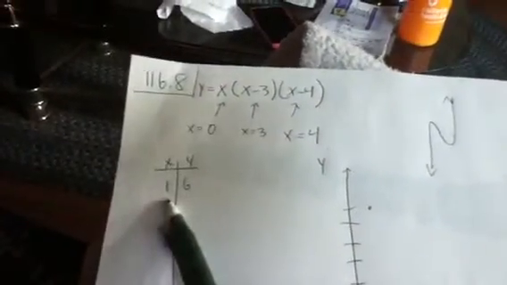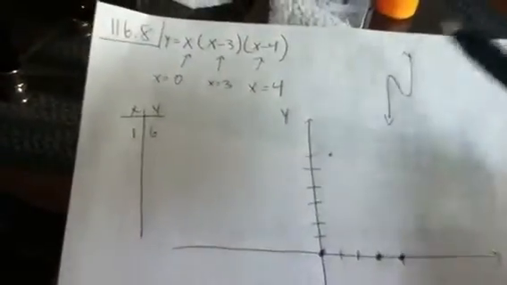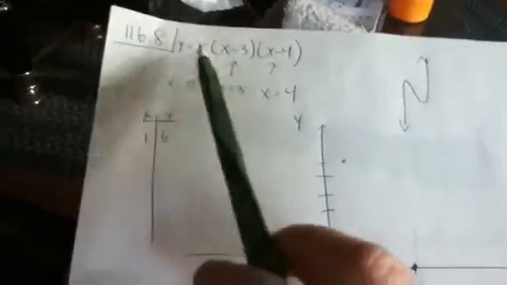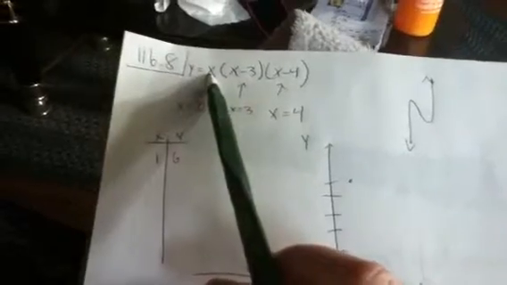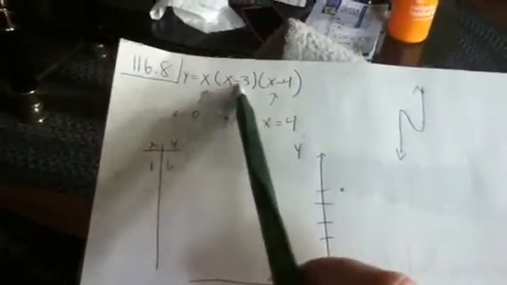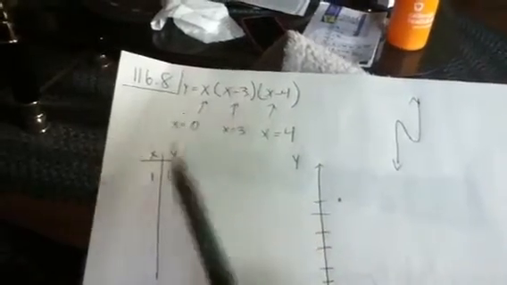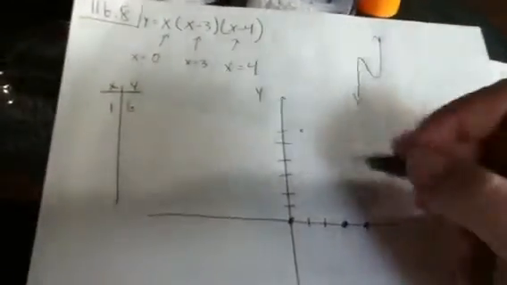But I did plug in the 1 to see how high it goes up here, because it only took me like 1 second to do it, right? 1 times anything's itself. 1 minus 3, well, that's negative 2. 1 minus negative 4, well, that's negative 3. Negative 2 times negative 3, that's 6. Okay, so I'm ready to draw.